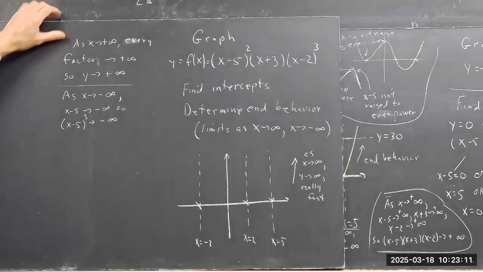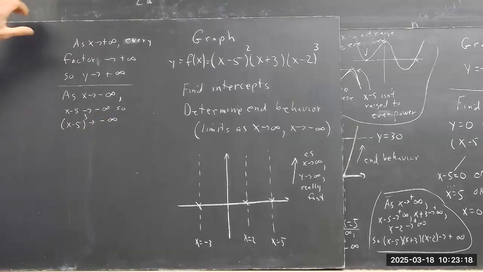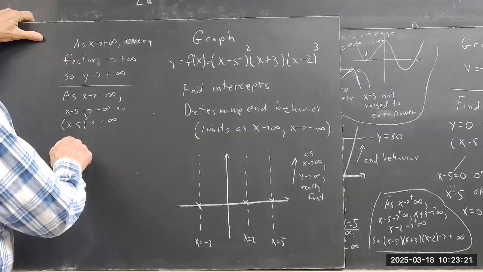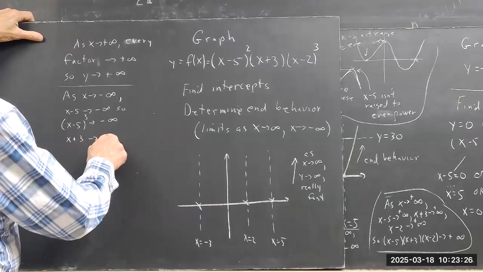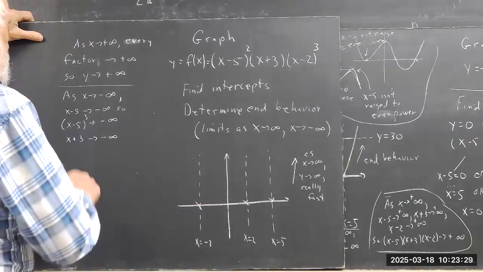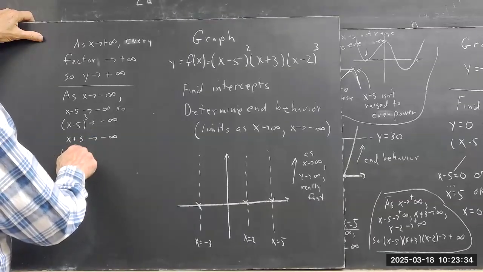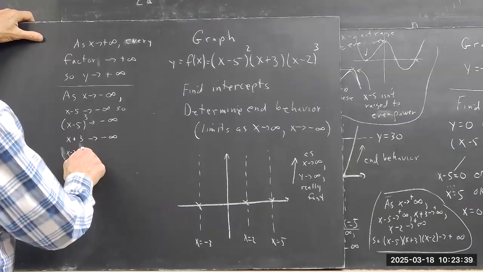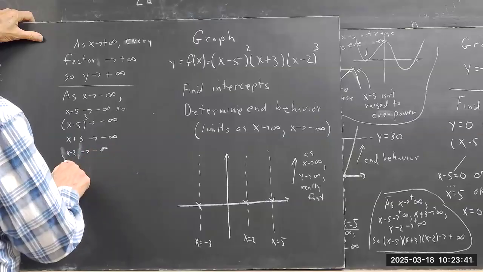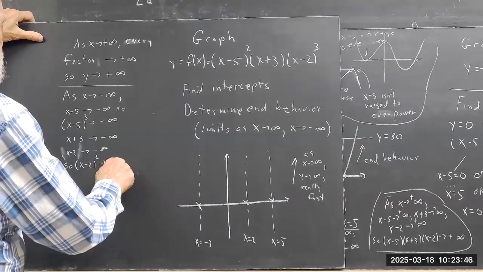And again, it's just because of signs. You're cubing it, meaning you're multiplying 3 negatives. That's got to give you a negative. Okay. x plus 3 goes to negative infinity. x minus 2 approaches negative infinity. So x minus 2 squared approaches positive infinity.